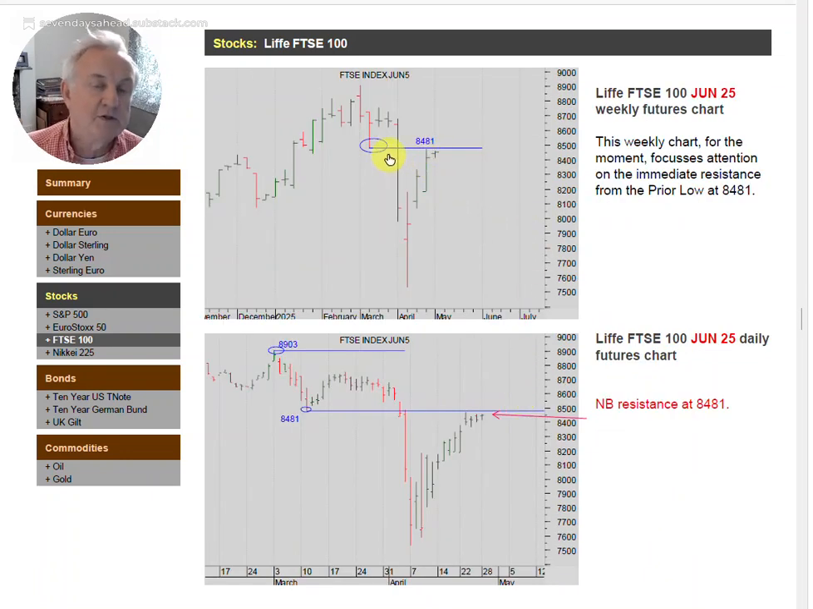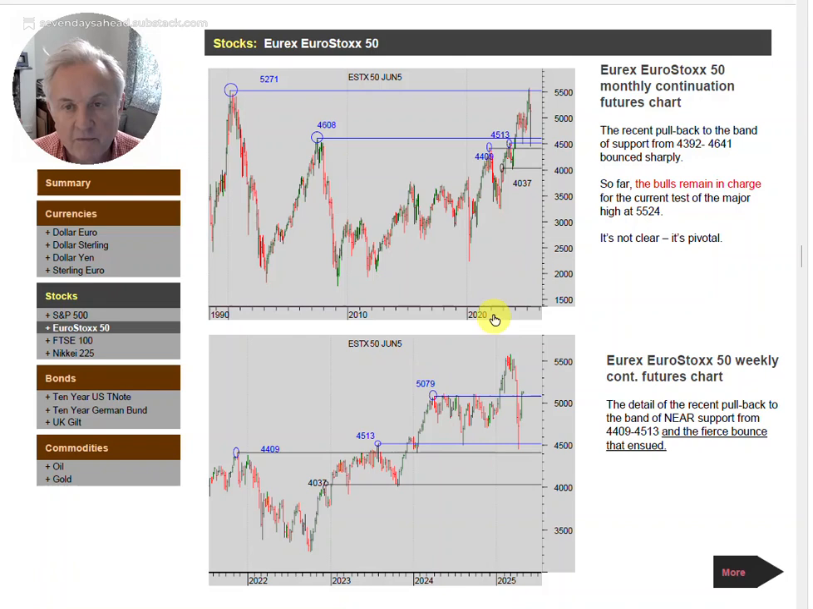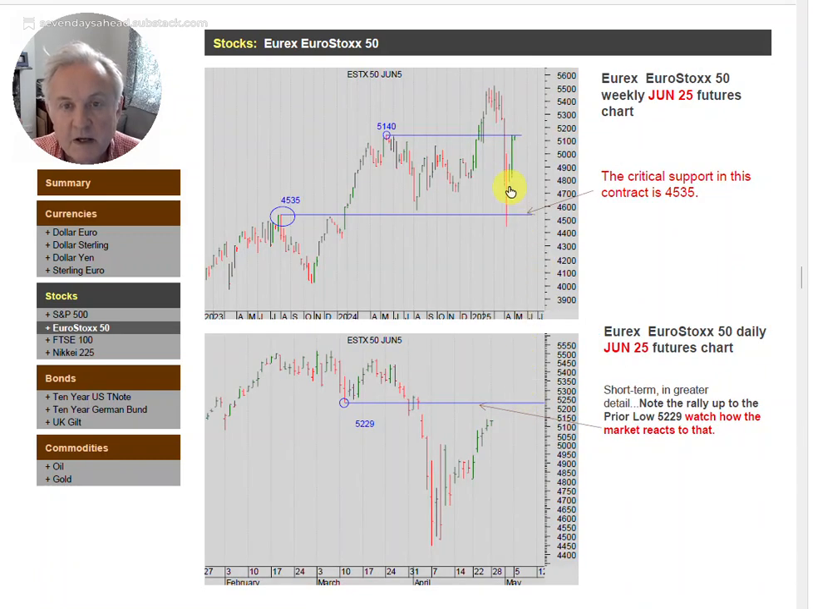Just as the S&P is running into resistance, so too is the FTSE, 84.81. The bulls need that to be broken to maintain medium and short-term bull momentum. And the same is true of the Euro Stoxx. There was the sell-off, the massive bounce. The bounce, in fact, so much so that it's perhaps 50% of the retracement, but there is resistance here at 52.29. That's not resistance there. This is resistance, 52.29.